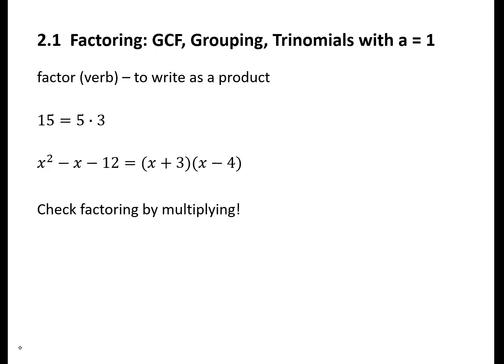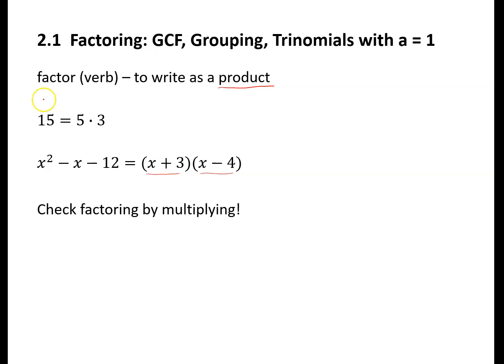Factor as a verb means to write as a product. And product indicates multiplication. So for example, we could factor 15 into 5 times 3. We could factor this trinomial into x plus 3 times x minus 4. And the great thing about factoring is that you can always check it by multiplying.